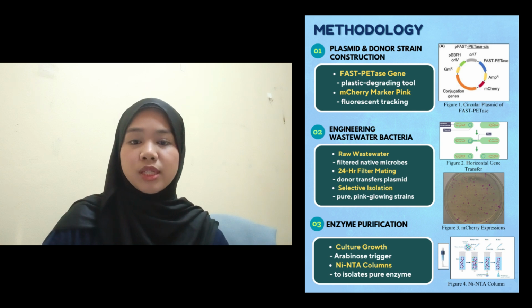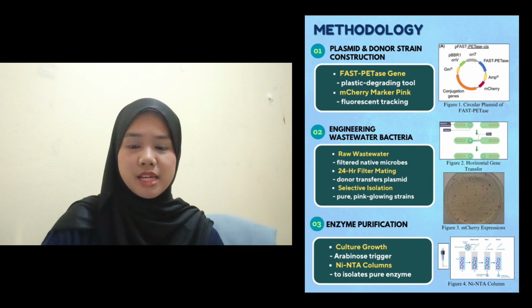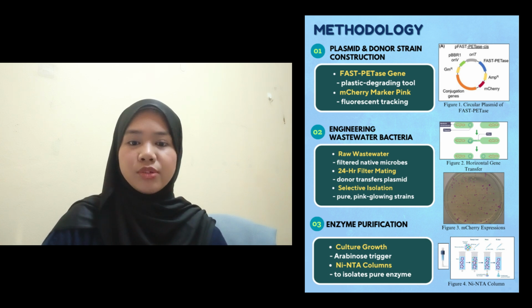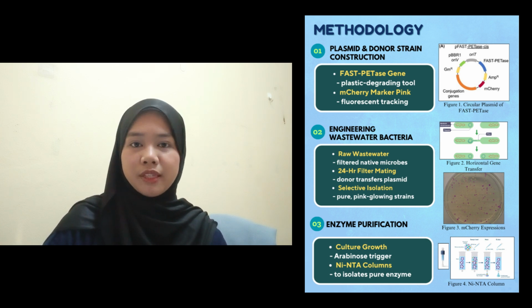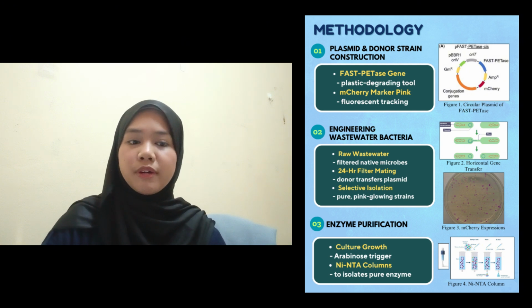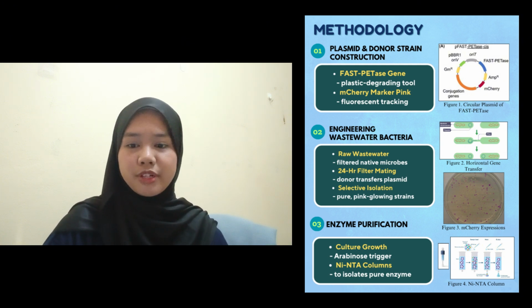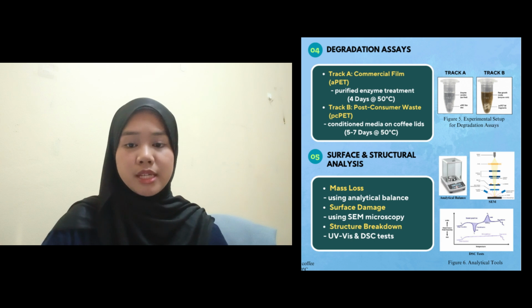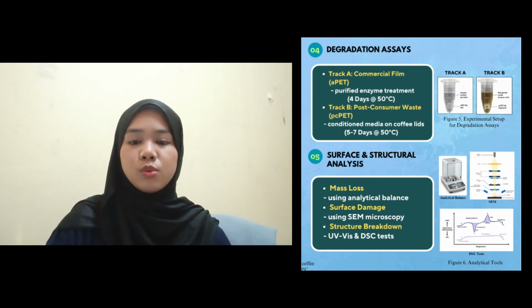Step 3 is enzyme purification. The engineered bacteria were cultured and arabinose was used to induce the production of phosphatase enzyme. The enzyme was then purified using nickel NTA affinity chromatography to obtain purified phosphatase for the degradation experiment. Step 4 involved degradation assays. Two degradation systems were tested.